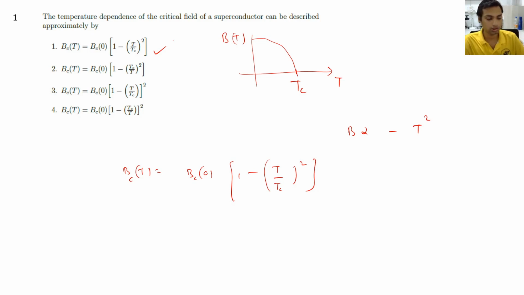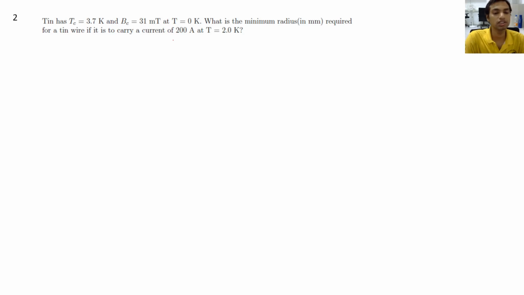Now let us go to the next question. Tin has a critical temperature of 3.7 Kelvin and a critical field of 31 millitesla at 0 Kelvin. What is the minimum radius required for a tin wire if it were to carry a 200 ampere current at 2 Kelvin?